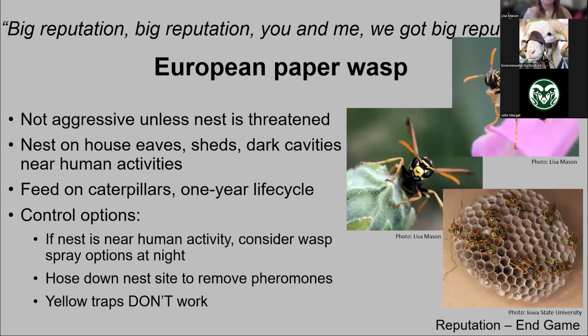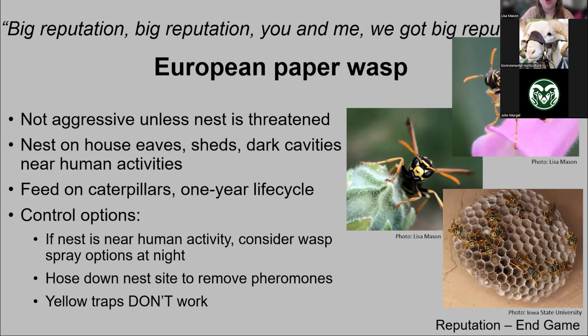European paper wasps are another wasp with a big reputation, and that's because they are an invasive species. They are not supposed to be here, and they actually prey on caterpillars, beneficial caterpillars like butterflies, and also some of our pest caterpillars as well. They have dramatically changed the garden ecosystem since their arrival about 30 to 40 years ago. So what do you do?